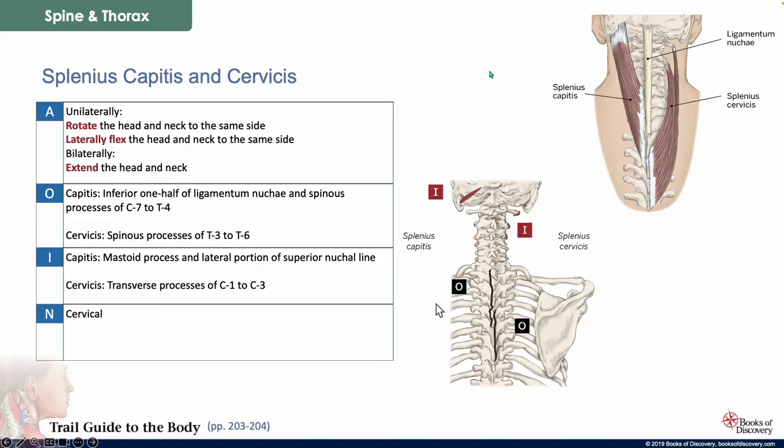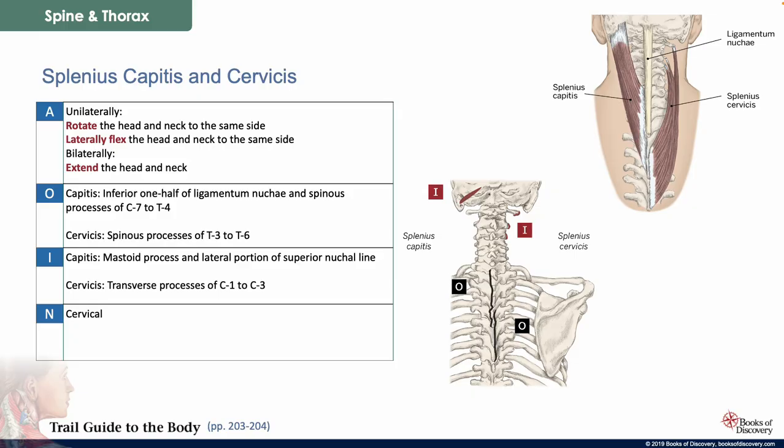So these are posterior neck muscles that unilaterally will rotate the head and neck in the same direction or laterally flex in the same direction. So if the right side of your splenius capitis or cervicis contract, it can rotate to the right side or laterally flex to the right side. So this would be a good group of muscles that would respond very well to muscle energy techniques. Bilaterally, so if they decide to work together, they extend the head and neck.